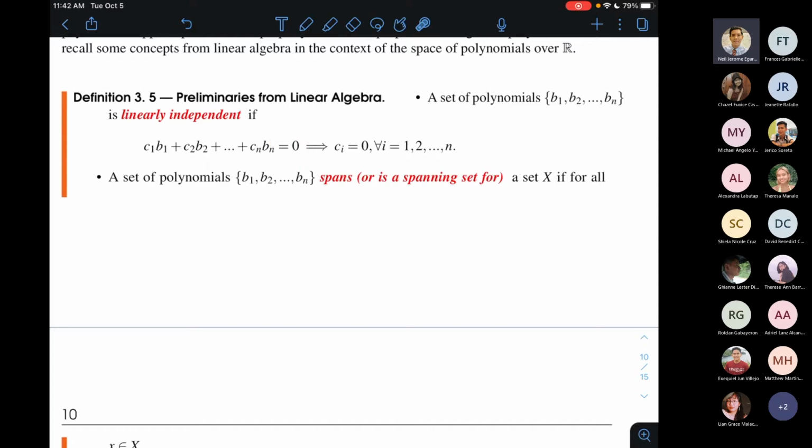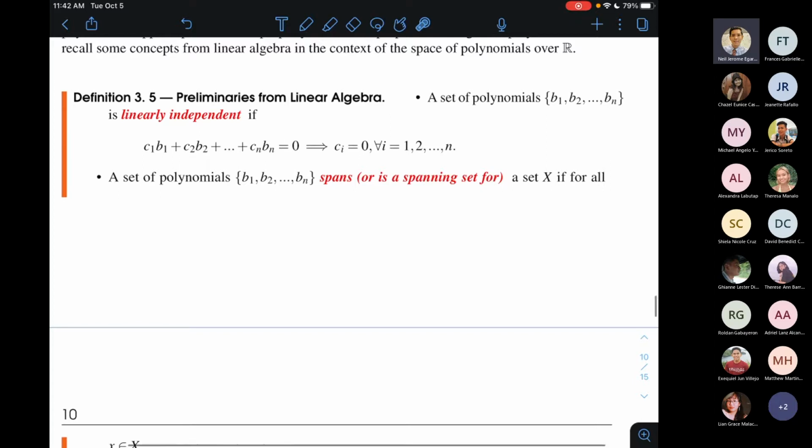Then the only possible solution to this equation is all the c_i equal to zero. Then we say that the set is linearly independent. That is, when there is only one possible set of constants that can achieve this equation, namely c_i equal to zero for all n. But if you find an n-tuple of c_i with at least one non-zero element, then the set of polynomials is not linearly independent, or what we call linearly dependent.